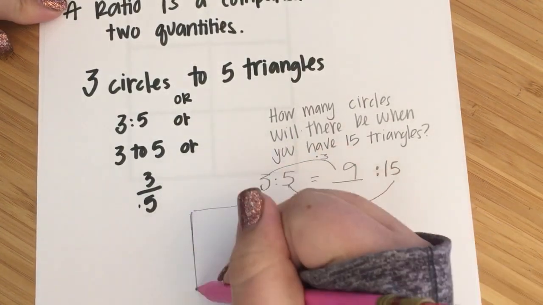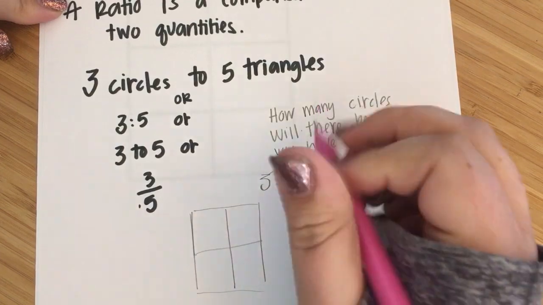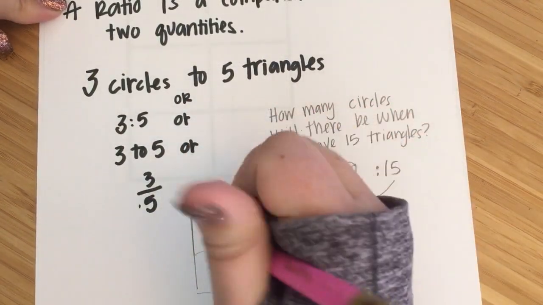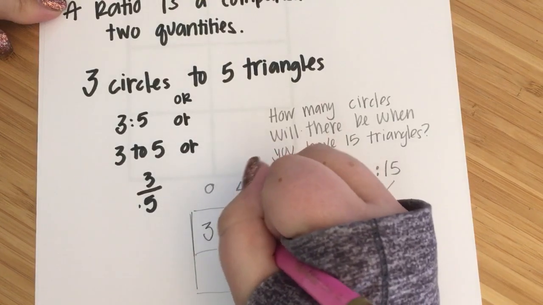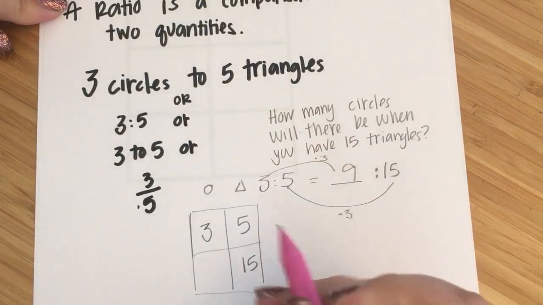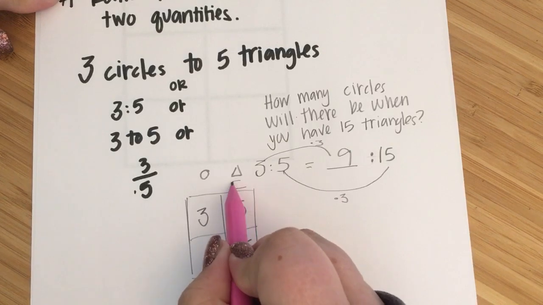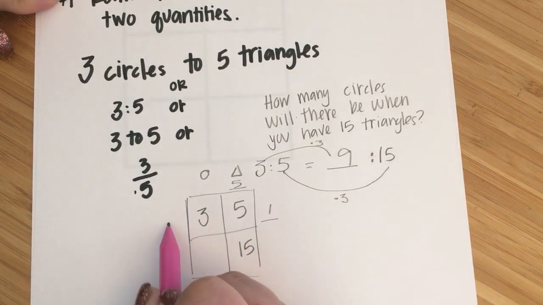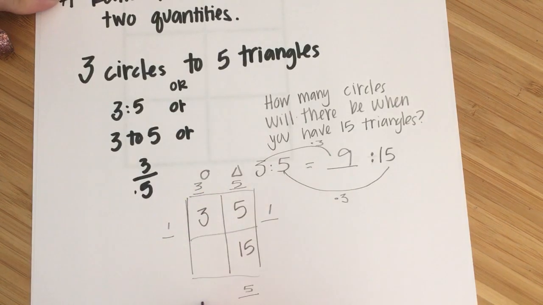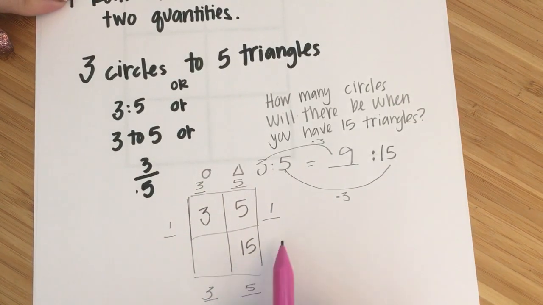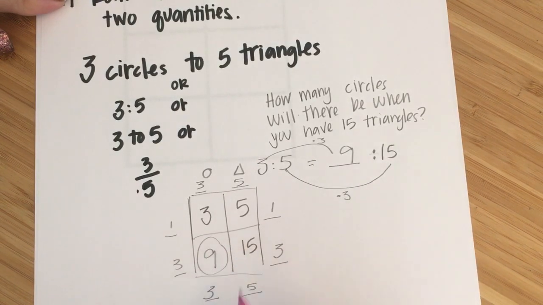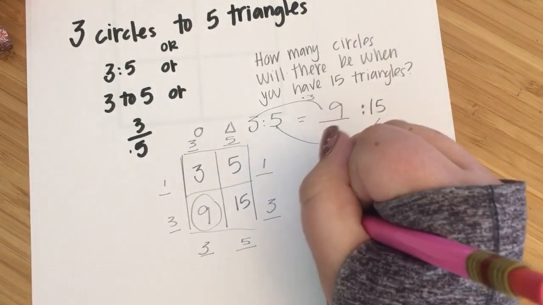I could even pull up my handy-dandy factor puzzle, and I put circles and triangles. So I put 3 and 5 up there because that's our kind of starting ratio, and 15 under triangle. So 5 is the number they have in common, 5 and 15. 5 times 1 equals 5, and 3 times 1 equals 3. So I would then ask myself, 5 multiplied by 3 equals 15, so 3 times 3 is 9. Again, getting this same answer.